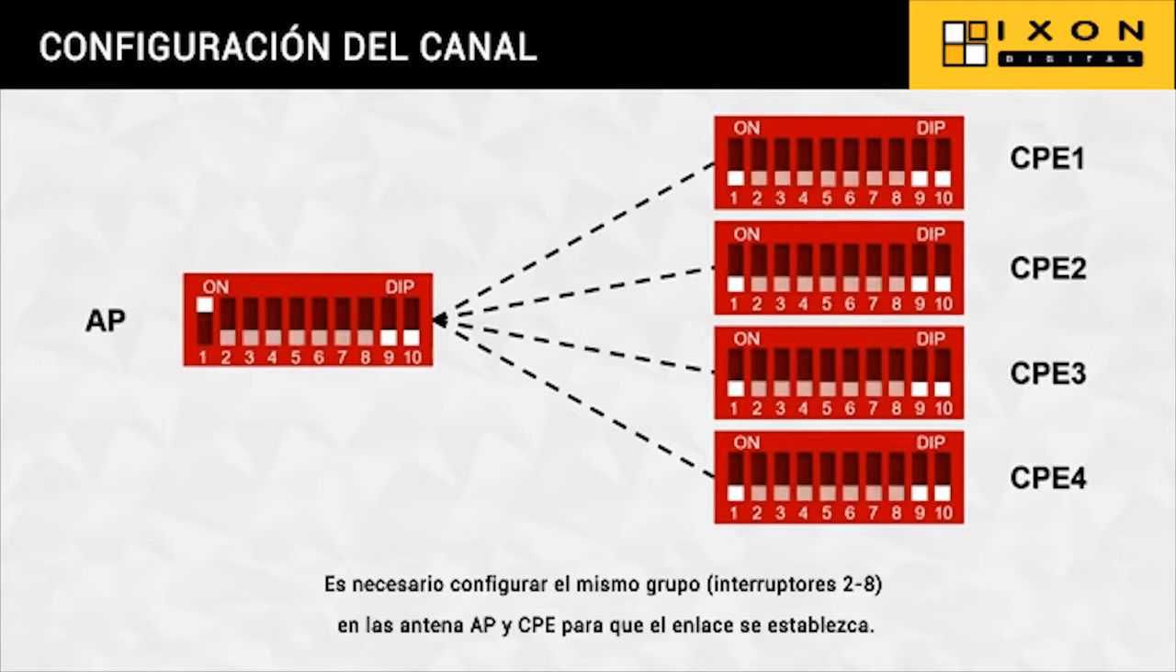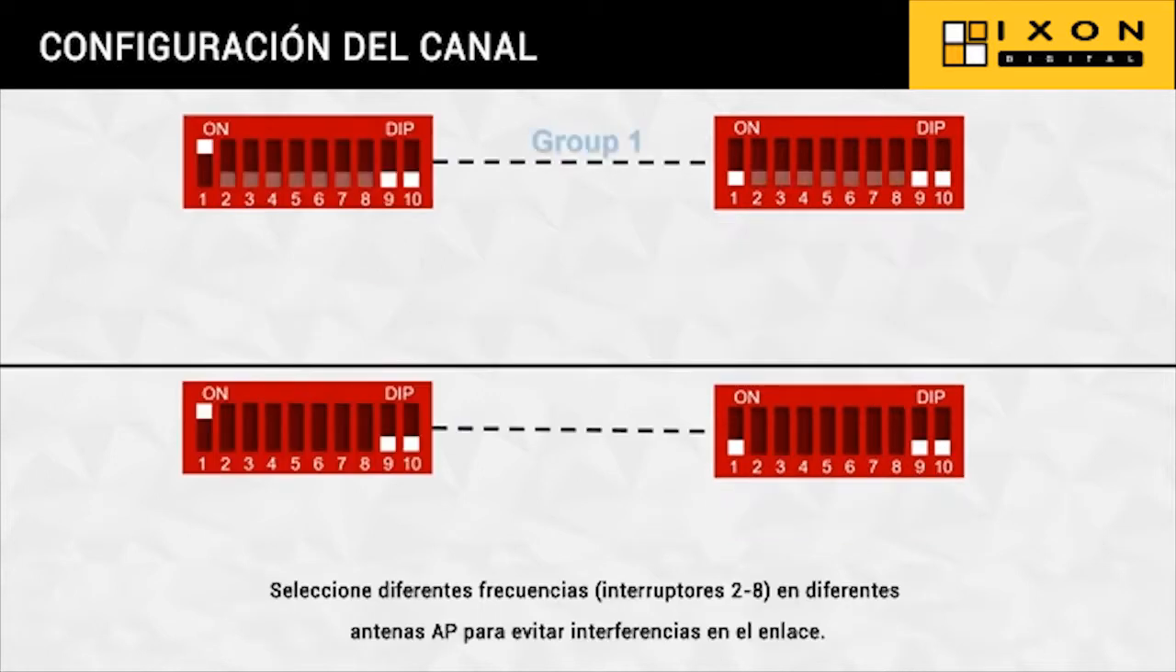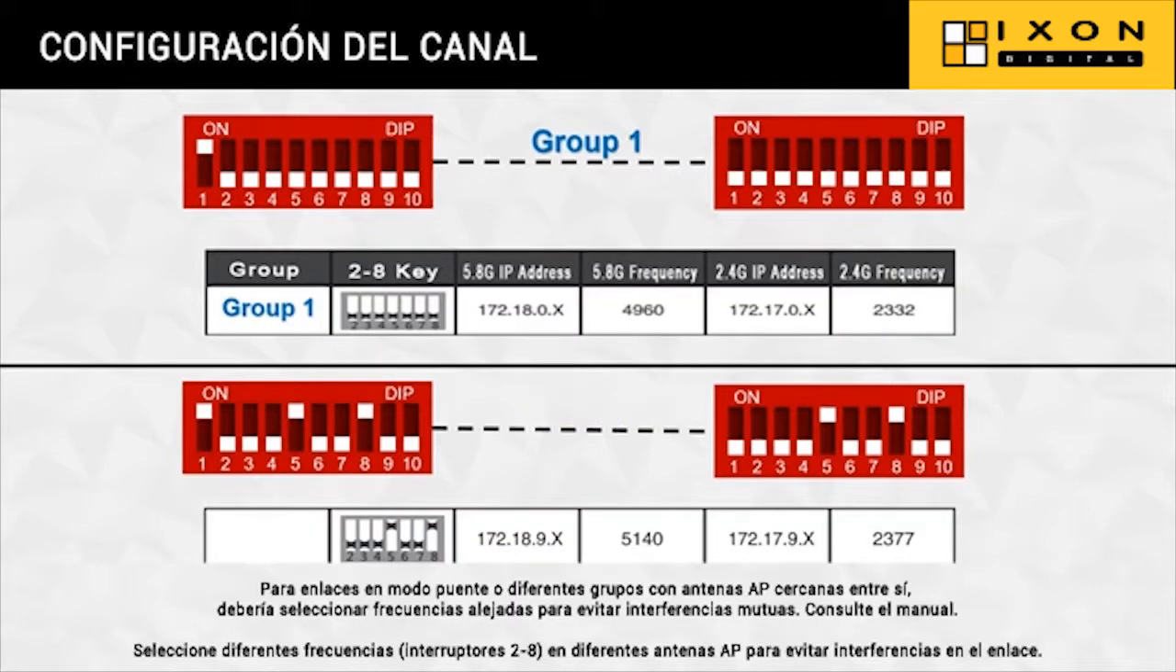It is necessary to set the same frequency in AP and CPE so the connection works. It is necessary to set up a different dial code in the same group. Make sure the power is off when setting the devices. Select different frequencies in different groups of AP to avoid connection errors. For different groups of bridges with similar installation positions, we should select the dial groups that are far apart in the manual to avoid mutual interference.